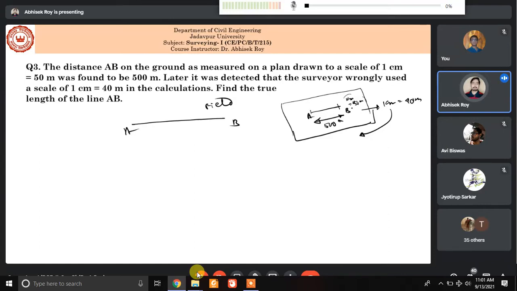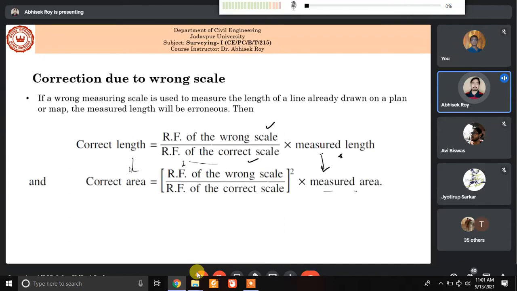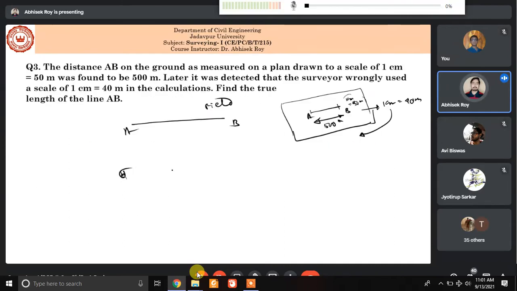So we have to calculate this length. What is the wrong RF? RF of the wrong scale is 1 to 4,000.